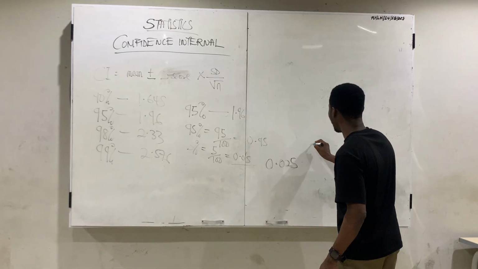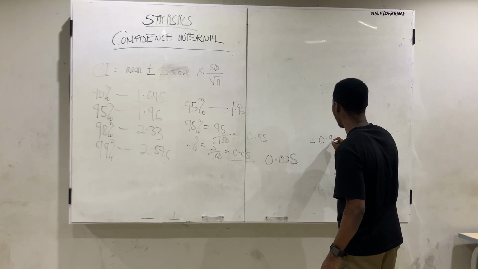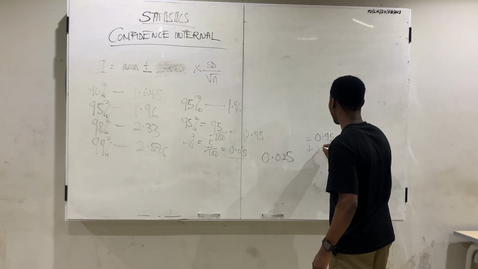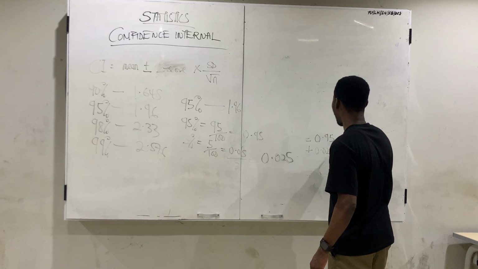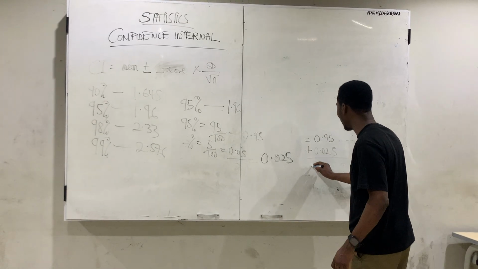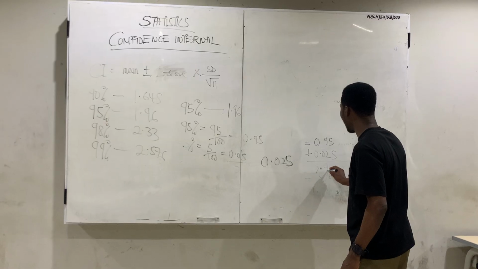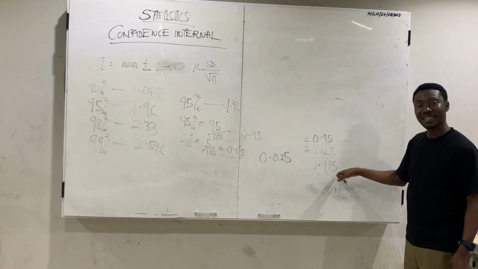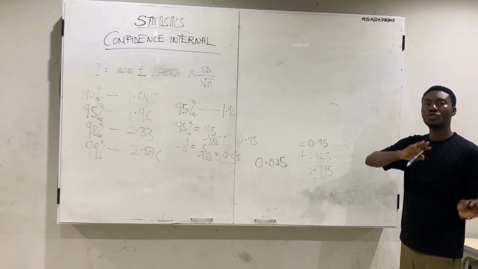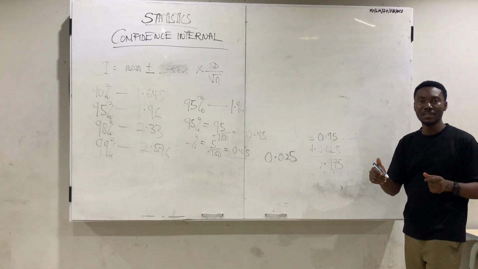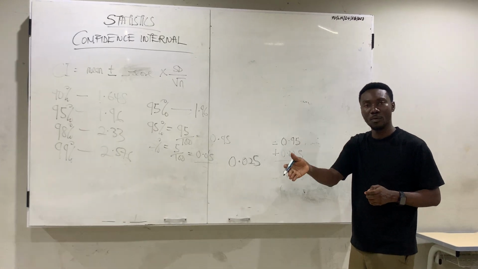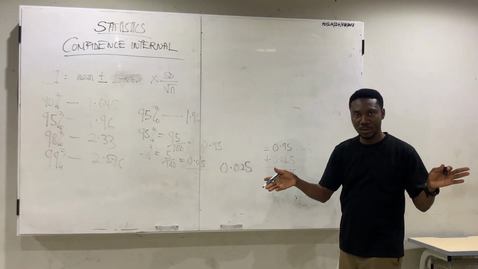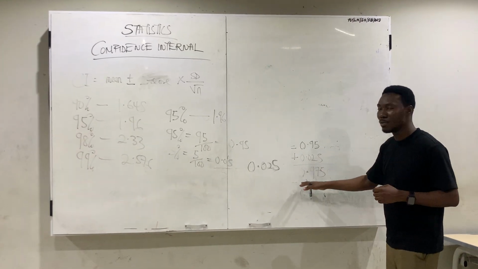So you are going to get what we call 0.95 plus 0.025. When you add this together, you are going to get 0.975. Now when you get this 0.975, go straight to the distribution table we call the Z distribution table. If you are learning confidence interval, get that table, download it, it's available online. So you go to the Z distribution table.